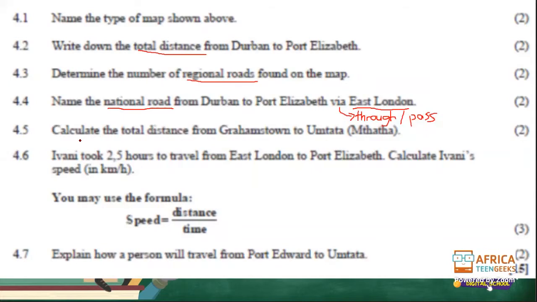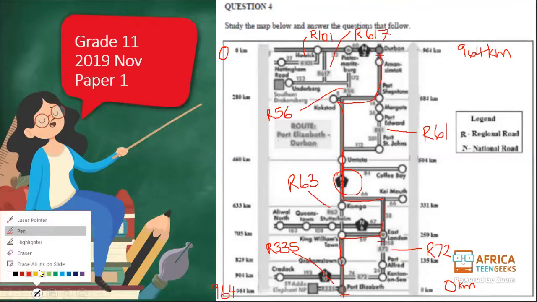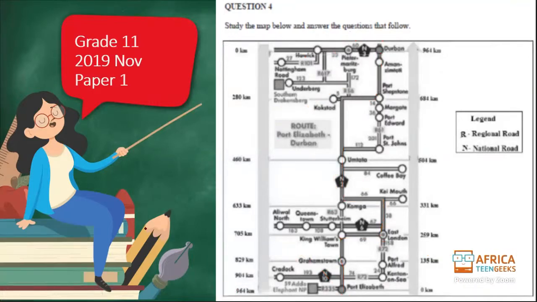Now, 4.5. Calculate the total distance from Grahamstown to Umtata. We're looking at total distance. Usually when they say total distance, they actually imply we need to add distances. And we're looking at Grahamstown and Umtata. Okay, going back to our map. Let me just make it clear. Let me erase everything.